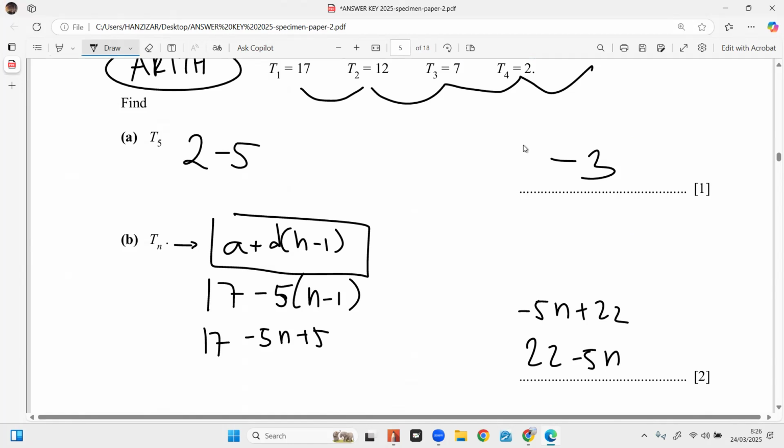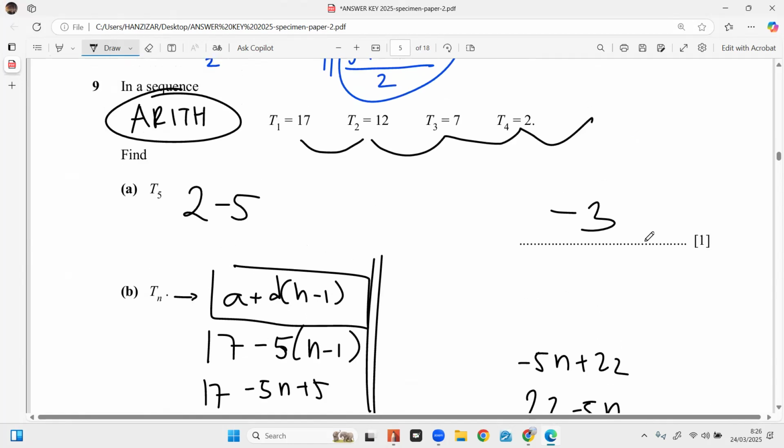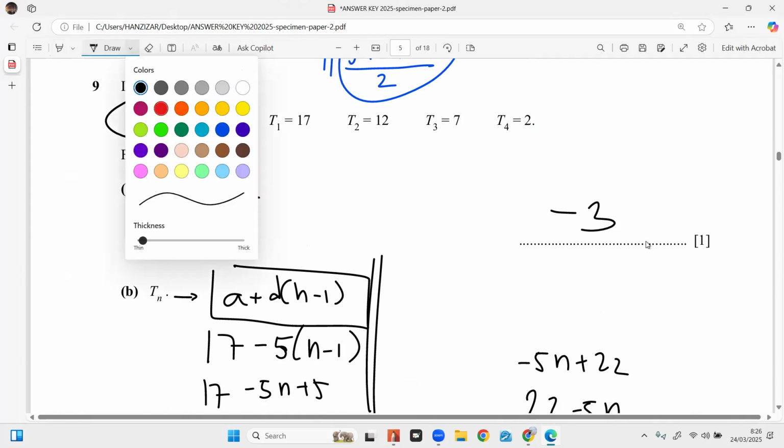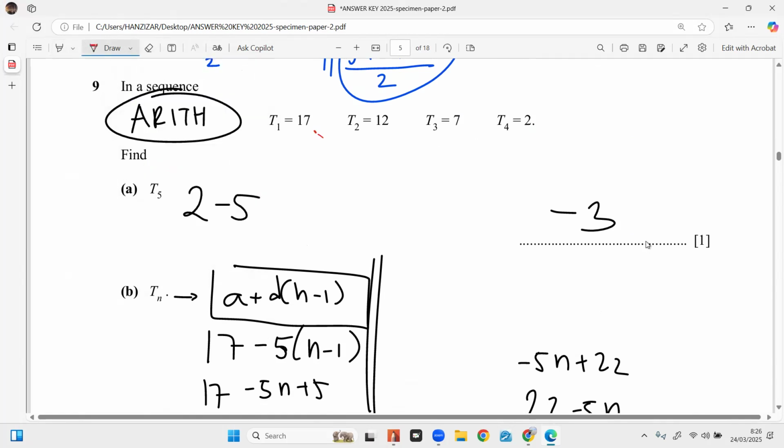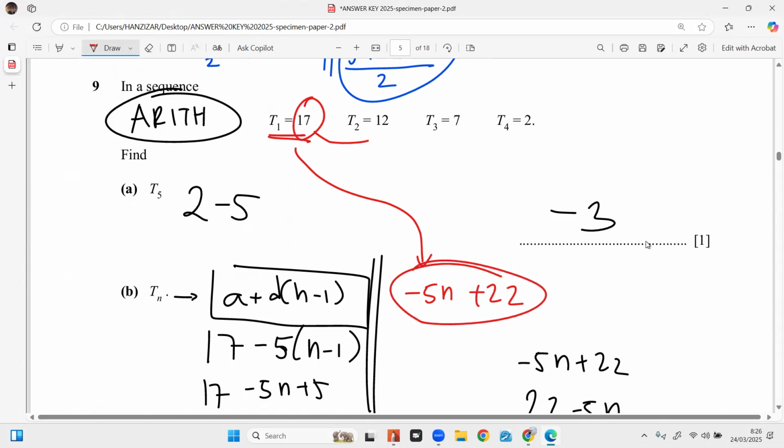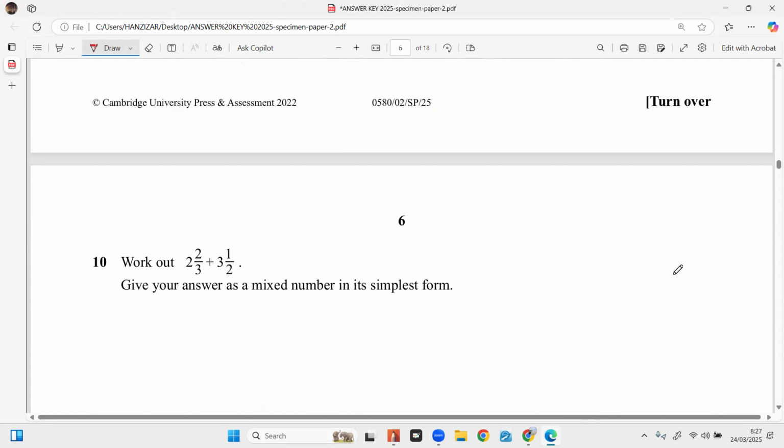Yes? Yeah, sure. Why? Because IGCSE actually gives you this formula. We have the difference as negative 5, right? So you just put negative 5n, and then you adjust the right side. If T1, negative 5 times 1 is negative 5, to become 17, you have to add 22. That's the fastest way, the adjusting way. Yeah, no problem. Number 10.